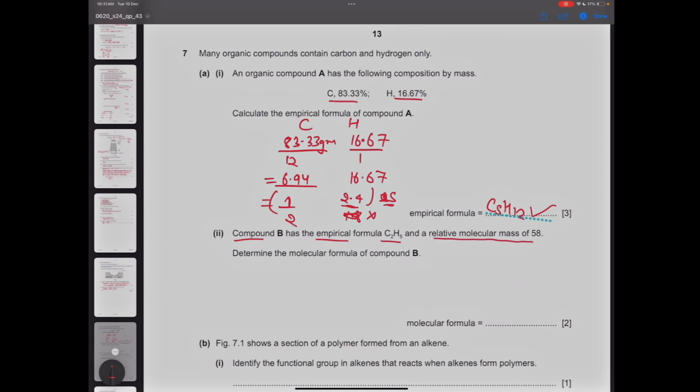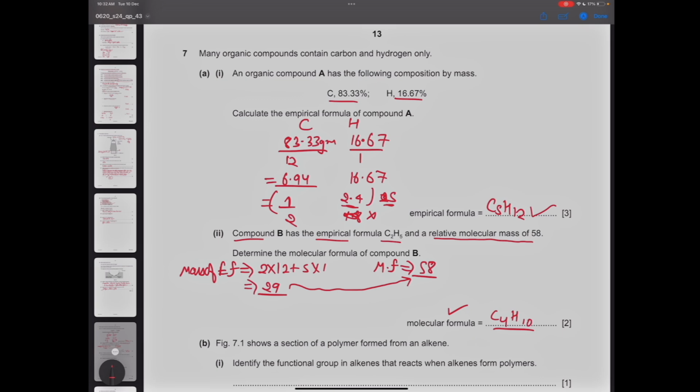There is a compound B whose empirical formula is C2H5. So let's first of all find the mass of empirical formula. It will be 2 times 12 plus 5 times 1, which is 24 plus 5, which is 29. Now, what is the mass of molecular formula? 58. Now, just think about it. Is there a direct relation between them? I think it is times 2 only, right? So you just multiply the empirical formula with 2 and this is your molecular formula.